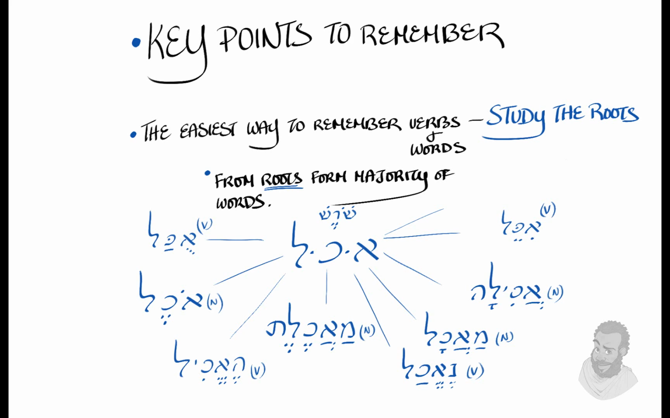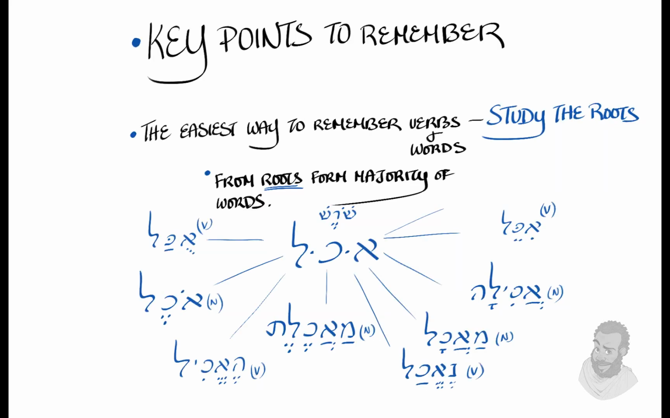A people go about naturally learning by conversing with each other, right? But since we are not in that capacity, this is the fastest, easiest way, okay? From roots form the majority of words, which is true, and I'll show you exactly what I mean.